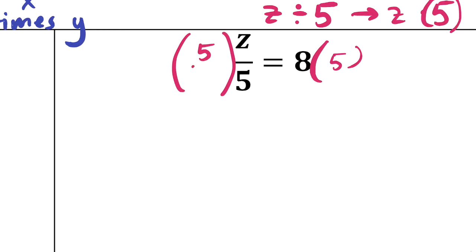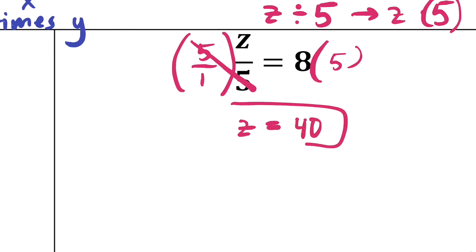In class, we mentioned that we could make this 5 over 1 if it's easier to think about. These 5s, they reduce each other, and a lot of times you hear them say they cancel each other out, okay? And then I have just the z, and I would have z over 1, but z over 1 is the same thing as just z. 8 times 5 is 40, and that would be my answer.